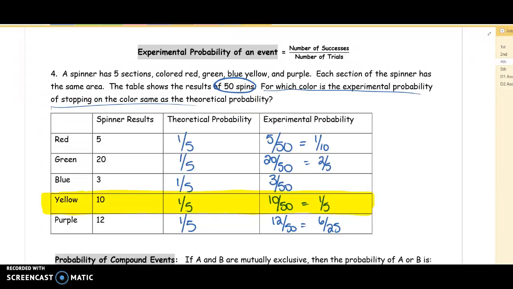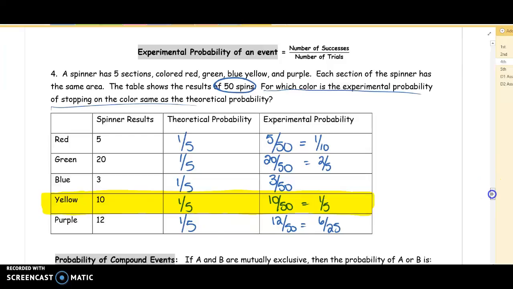If you want your experimental probability to be as close as possible to theoretical probability, your number of trials needs to be a very, very large number. If you want all of these to be approximately 1/5, instead of spinning 50 times, you would need to spin like 1,000 times or 5,000 times. The more number of trials you have, the closer the experimental probability will approach the theoretical probability.